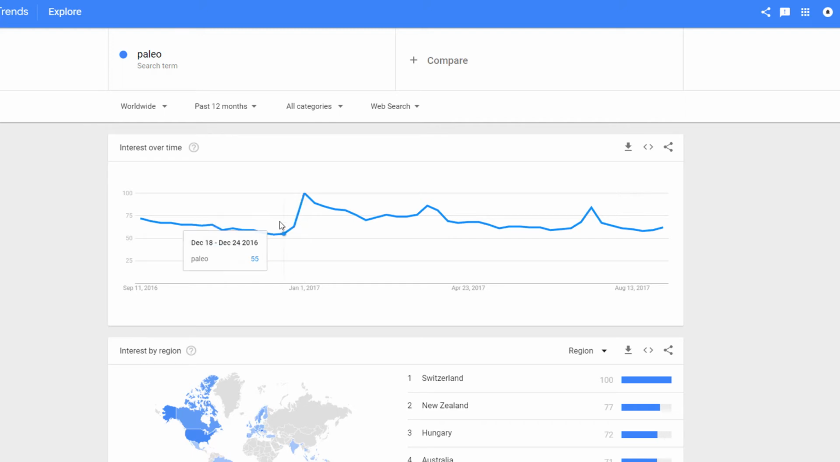And look at this. The worst period pretty much of the entire year comes right around December the 11th to December the 17th at 54, or let's see, it's 55, almost as bad December the 18th to December the 24th, right as you're coming into Christmas. People aren't interested in paleo or pretty much any diet coming into Christmas, and they get really excited for it in January the 1st. Let's see if that's a consistent trend over time.